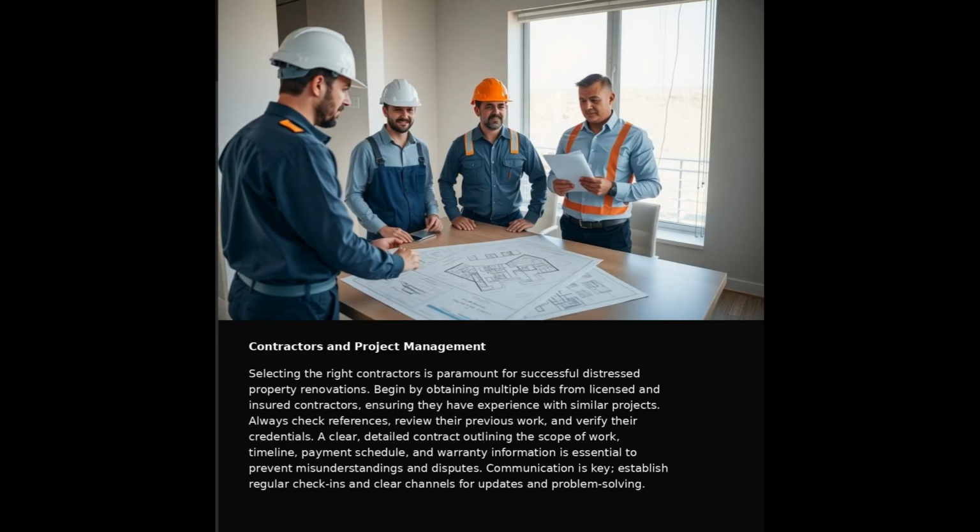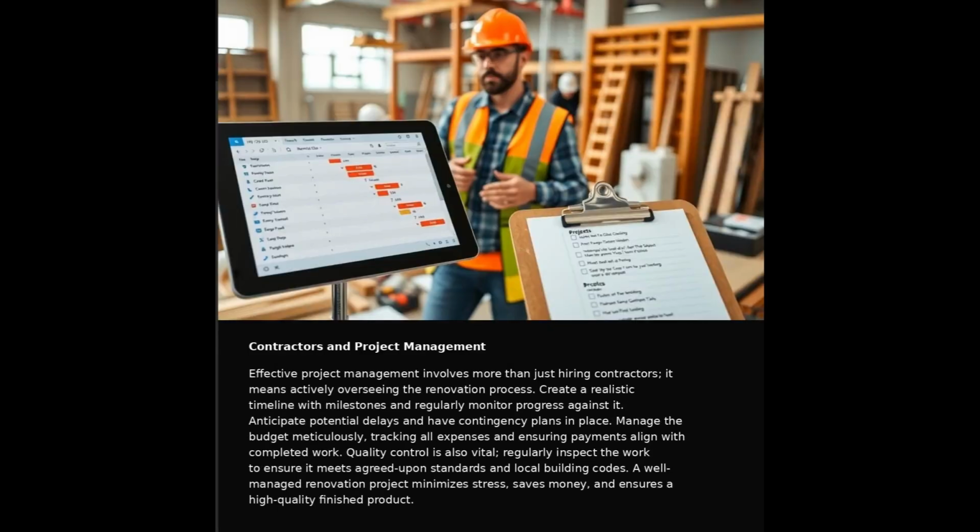A clear, detailed contract outlining the scope of work, timeline, payment schedule, and warranty information is essential to prevent misunderstandings and disputes. Communication is key. Establish regular check-ins and clear channels for updates and problem-solving. Effective project management involves more than just hiring contractors. It means actively overseeing the renovation process.